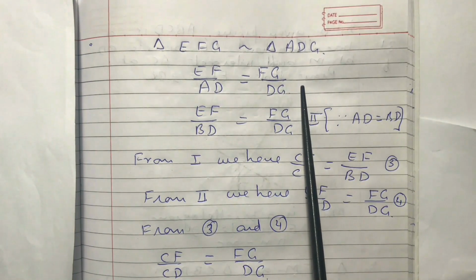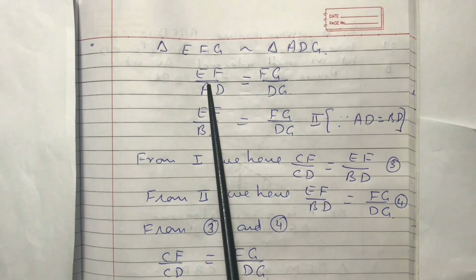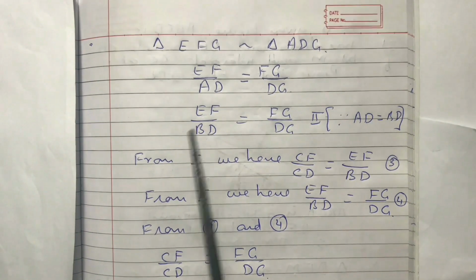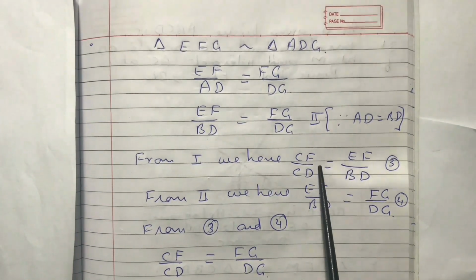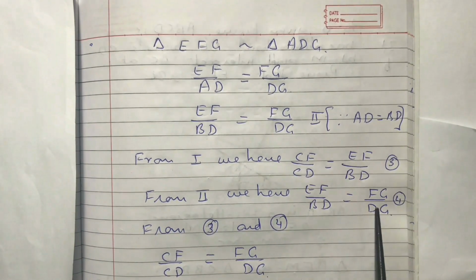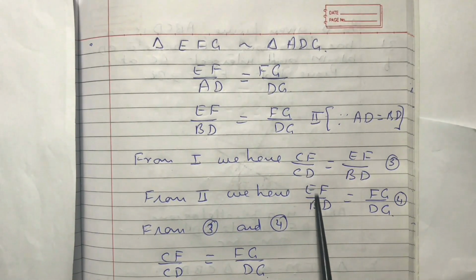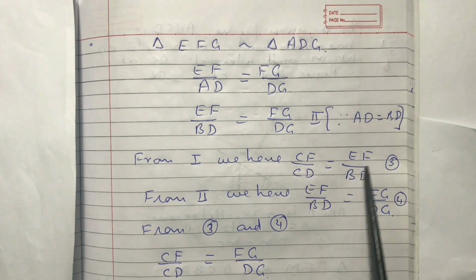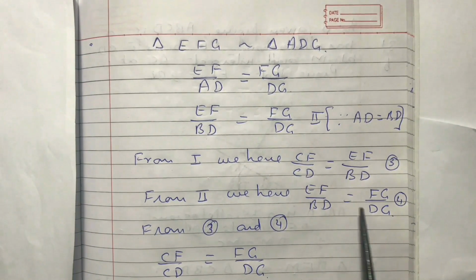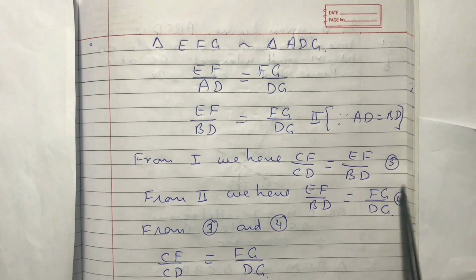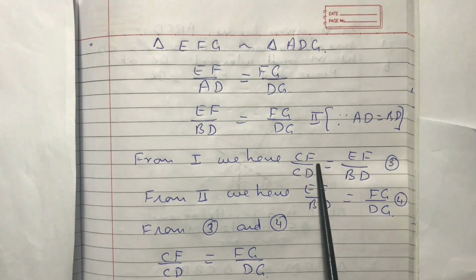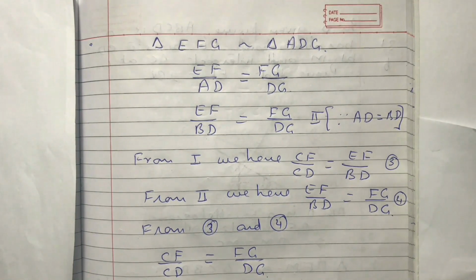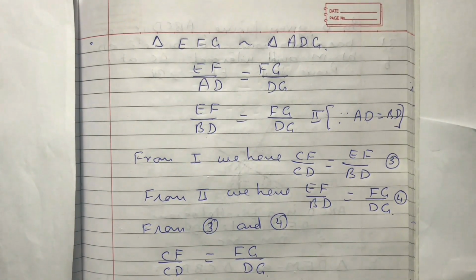Here we have AD, and in place of AD we have written BD, and this here I have written this. So from 1 I have this, from 2 I have this, and now look here. Now here it is CF upon CD is equal to EF upon BD. Here EF upon BD is equal to FG upon DG. From 3 and 4, what we have, CF upon CD is equal to FG upon DG. So that is the result we want.